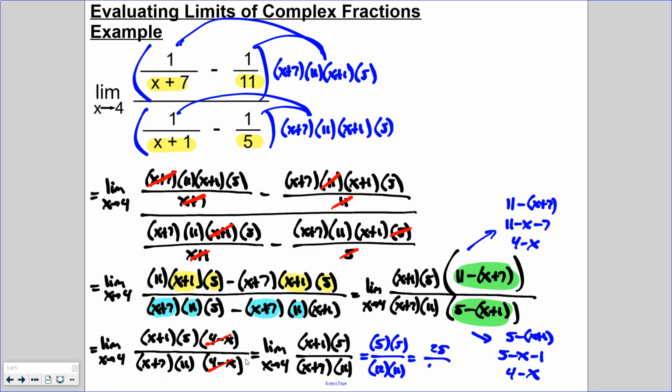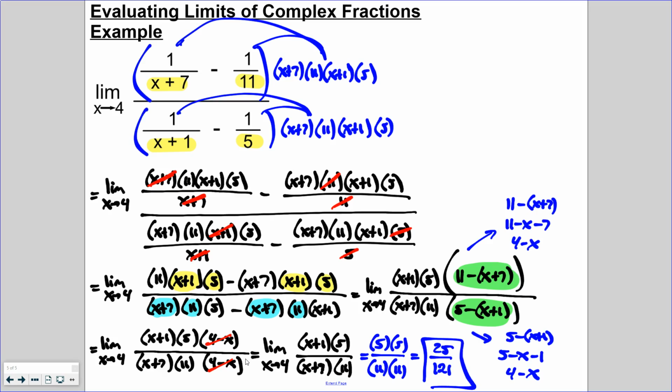oh, wait a second, it's not, it's a lie. Come on, do better math. All right, 5 times 5 all over 11 times 11, which will give us 25 over 121 as a solution.